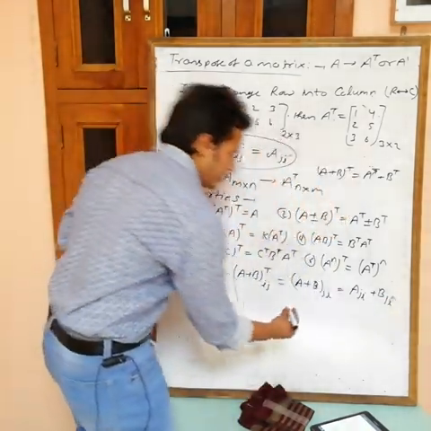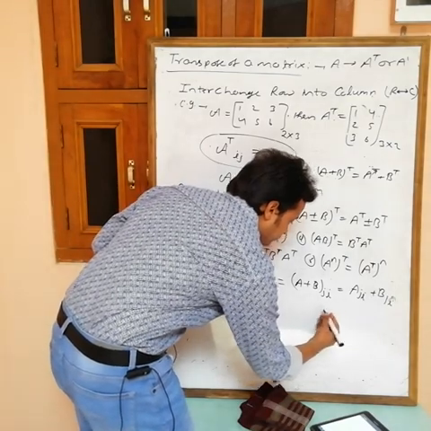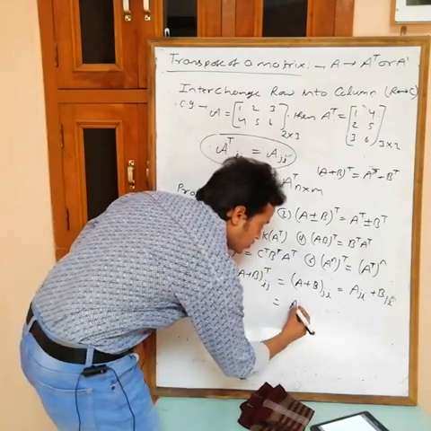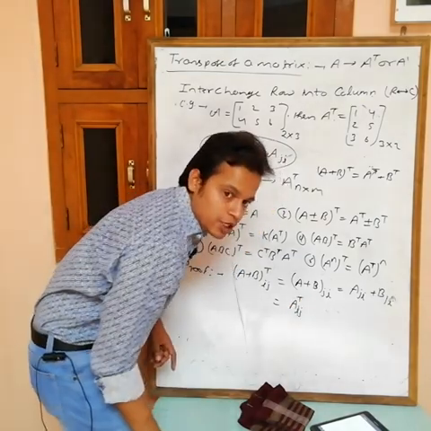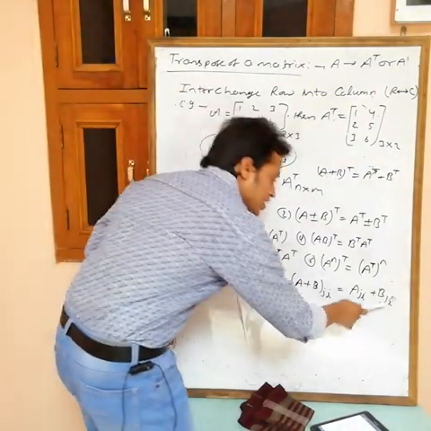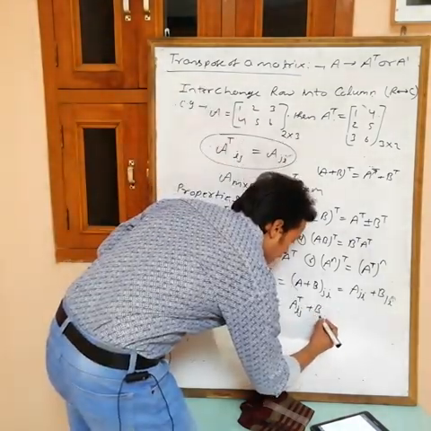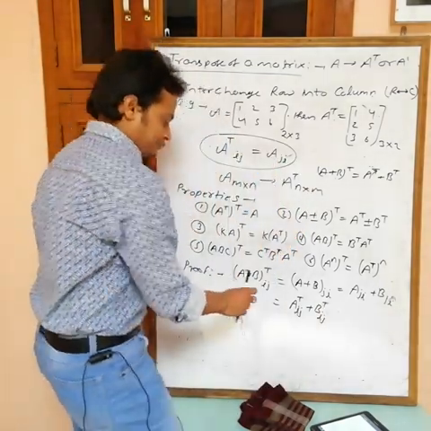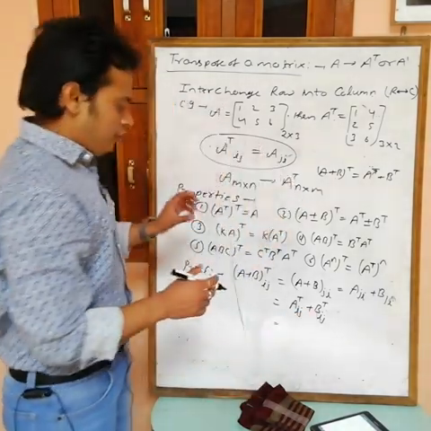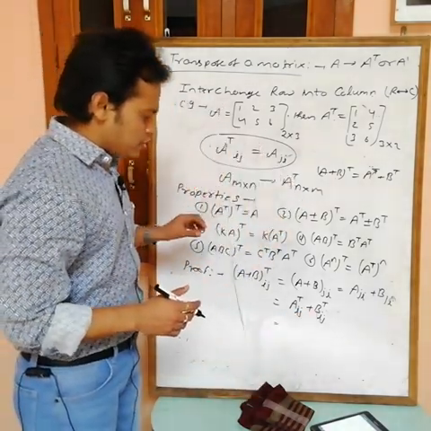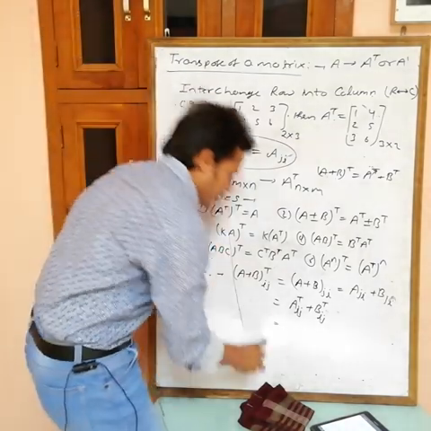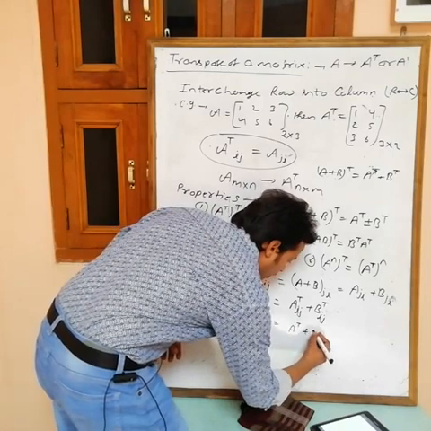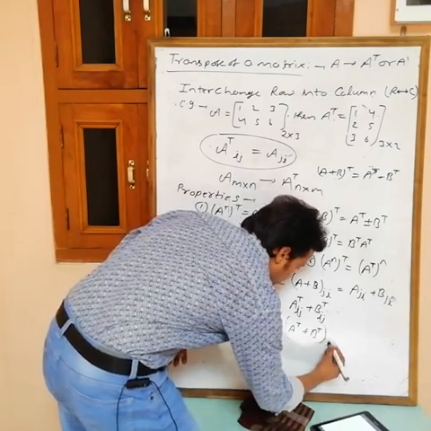Obviously, and again I can say that the jith element of A is equal to the ijth element of A transpose. The jith element of B is equal to the ijth element of B transpose. So now we want to add these two. If you add the ijth element of A transpose and the ijth element of B transpose, then can I say that this is equal to the ijth element of A transpose plus B transpose.